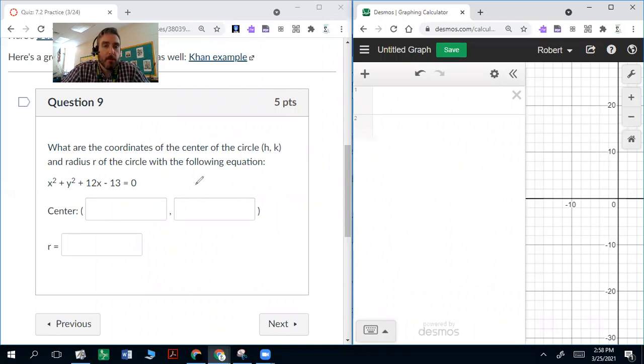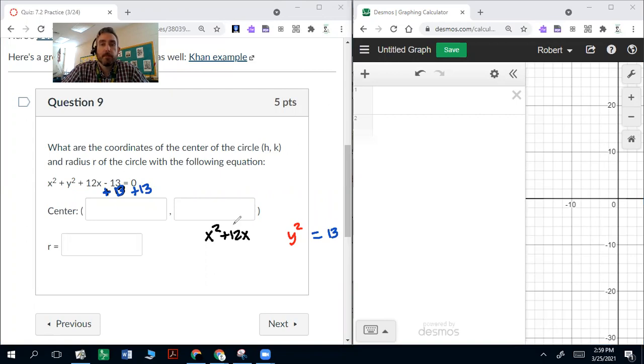Okay, so by hand, we are going to do rearranging x squared plus 12x. Leave a space. Y squared, there is no other y, so it's just going to be y squared. And then we have this minus 13. We got to add that over here. So we're going to add that to both sides. Let me do it in blue. So we're going to add 13 to the 0, which is going to be 13. So we're going to say equals 13.